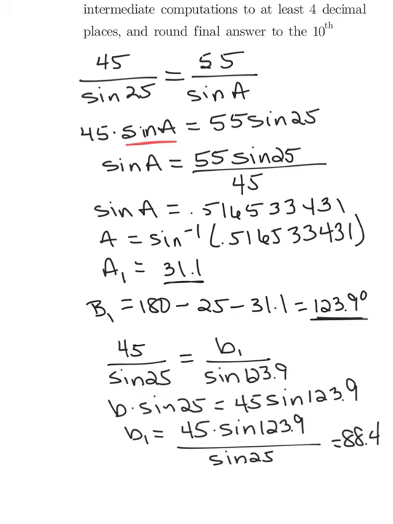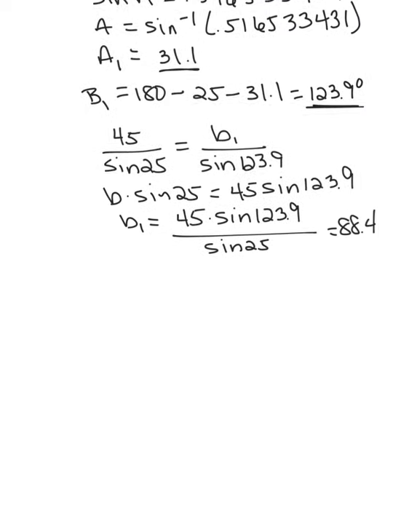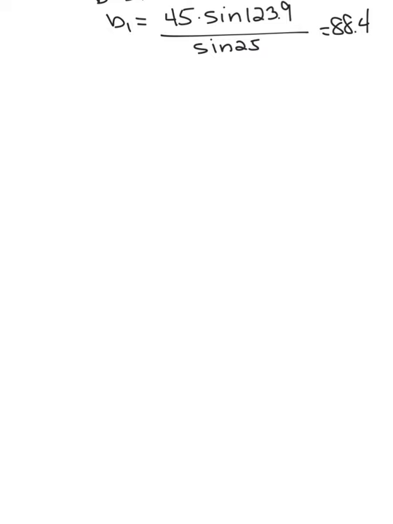To figure out whether or not you have a second triangle that's even possible, we have to think about what's going on here. Let me explain a little bit about what's happening. Our first angle that we found was 31.1 degrees. That's the first quadrant angle.